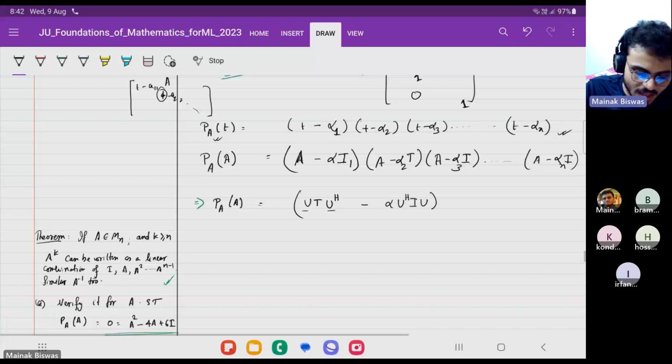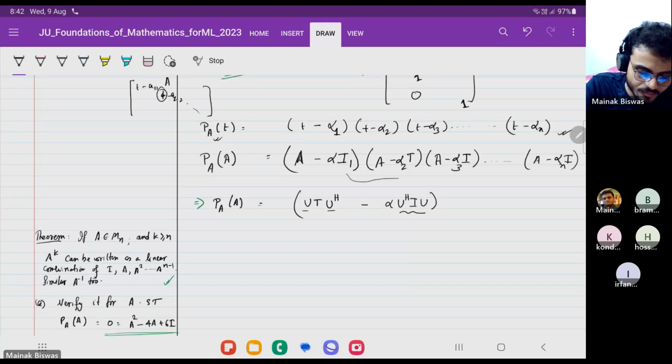Okay, so this is allowed, right? So this is equal to I, right? Yes or no? So now what can I do with this product? How can I factorize it?